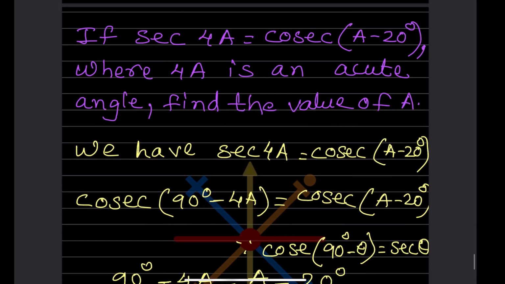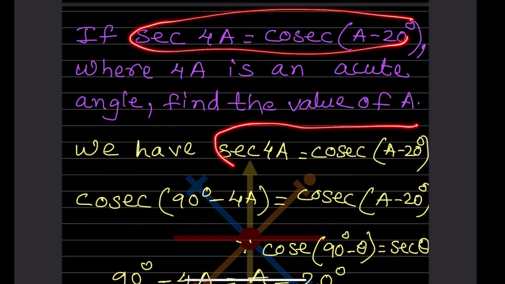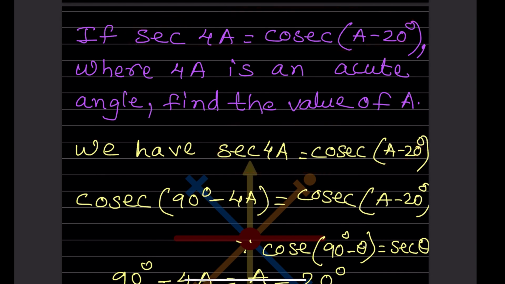If sec 4A is equal to cosec (A minus 20 degrees), where A is an acute angle, you have to find the value of A. So first, let us write this. We have this one. Now what we can do is change this sec 4A to cosec (90 minus 4A), and this we will keep as it is, cosec (A minus 20).